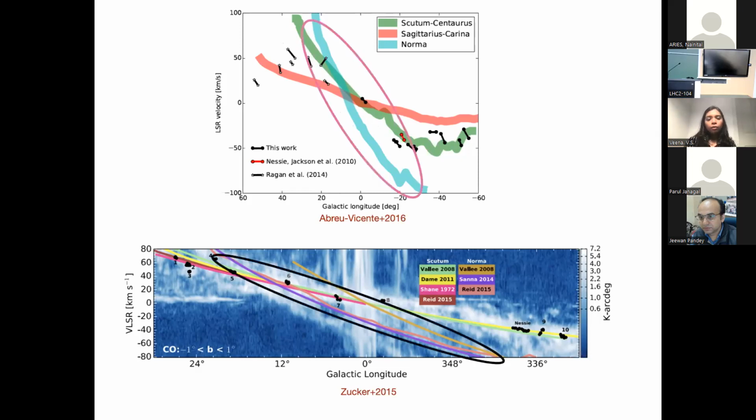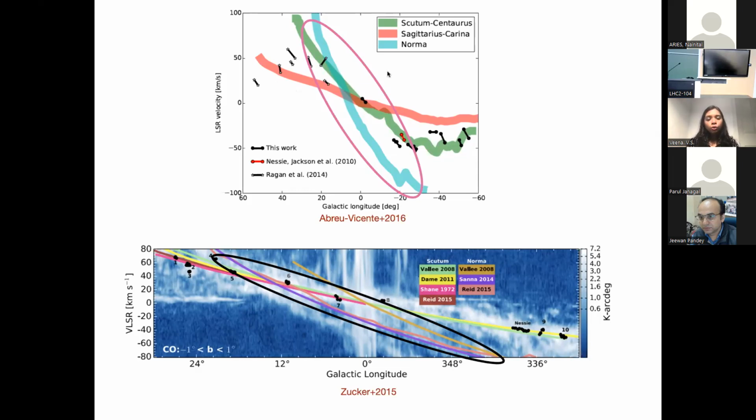One important point we should note is that all the identified spurs or bones, whatever, giant molecular filaments, were mostly identified in the Scutum-Centaurus and Sagittarius-Carina arms. And if you look at the Norma arm, which is shown in cyan here, for example, you are not seeing any filaments there. So why is it so? Because if we look from the solar system towards the galactic center region, the Scutum and Sagittarius, these two arms are relatively closer to us, whereas the Norma arm is farther away from us.